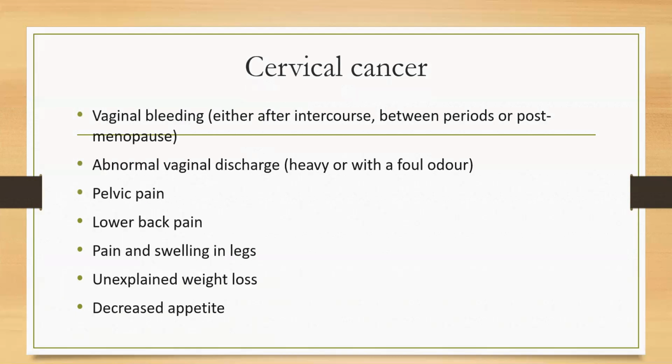Next, coming to cervical cancer. Here, there will be unusual vaginal bleeding, abnormal discharge, and some symptoms will be similar to dysmenorrhea, that is, you'll get cramps. You might get cramps, lower back pain that may radiate to both the legs, and pain and swelling in the legs. There will be unexplained weight loss and reduced appetite.